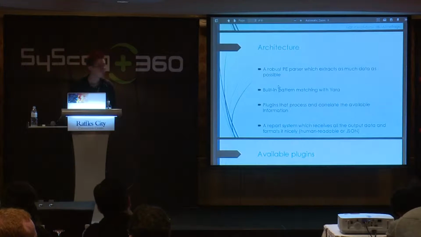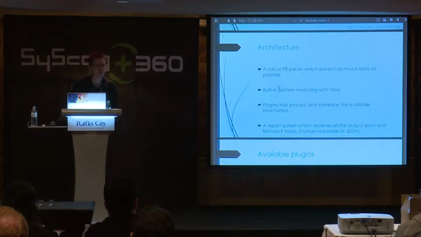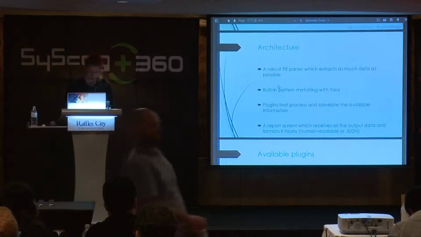The objective of the tool is to give all the information extracted by the PE parser to a set of plugins, which are going to pick inside the information and then generate data that give you an idea of whether the program is malicious or not. And at the end, there is a report system that centralizes all the data generated by the plugins and shows you a nice report in JSON format or in a human readable format.